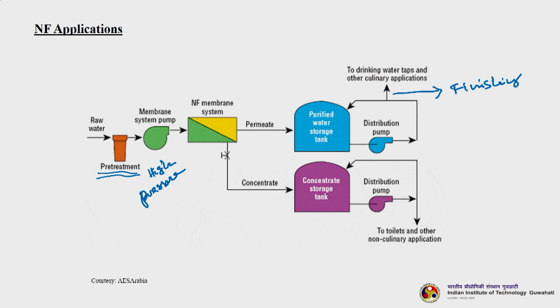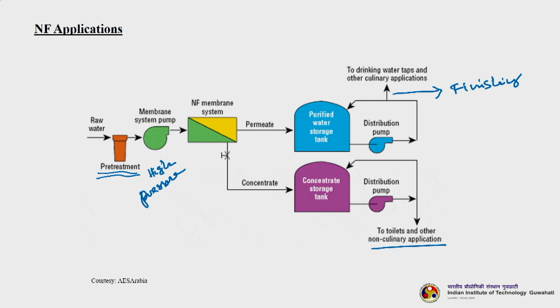So, when we are talking about a potable water system, for potable water applications, you need to sometimes remineralize the NF water. The concentrate which is coming here and getting stored here can also be used for toilets and other non-culinary applications. Now, you can use it for watering your plants in the garden and all these things.